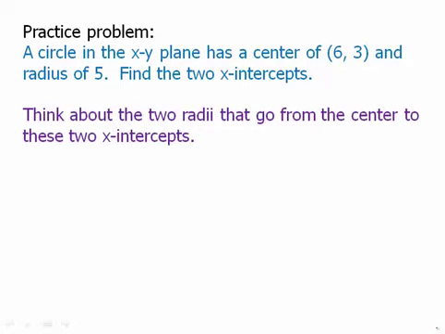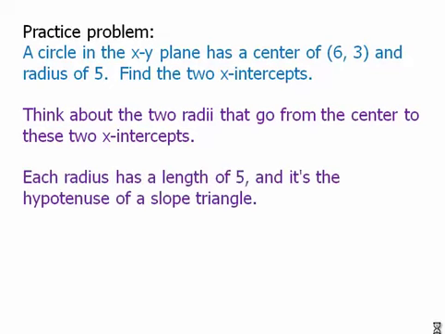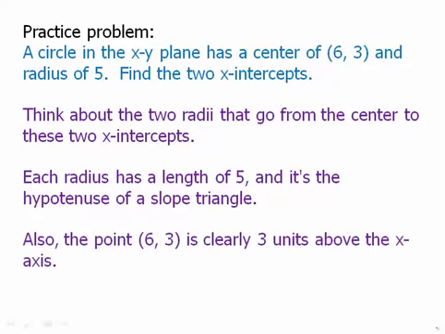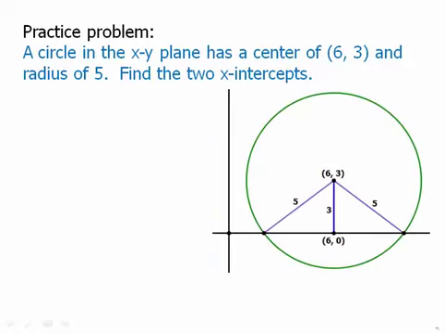Think about the two radii that go from the center to these two x-intercepts. Each radius has a length of 5, and it's the hypotenuse of a slope triangle. Also, the point 6, 3 is clearly 3 units above the x-axis. So let's think about all this visually. So we have those two little triangles there. Each one has a hypotenuse of 5, and it's a distance of 3 above the x-axis. So that vertical length is 3.